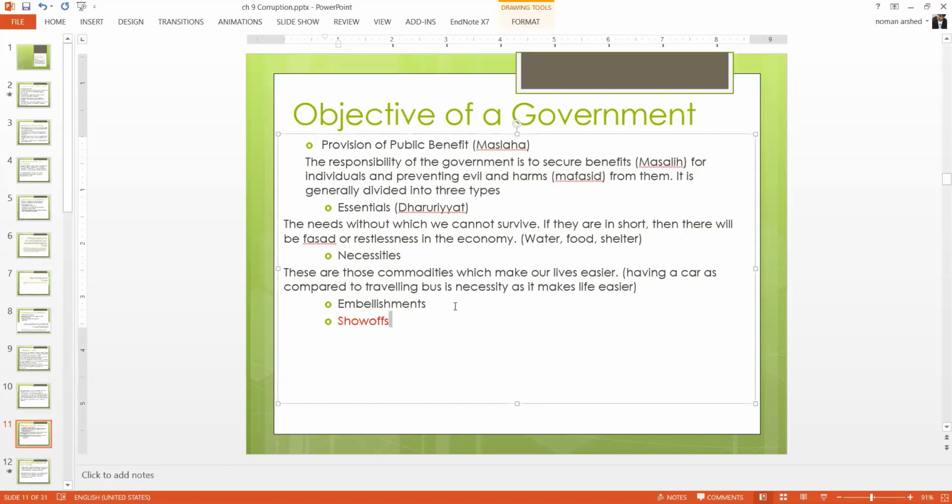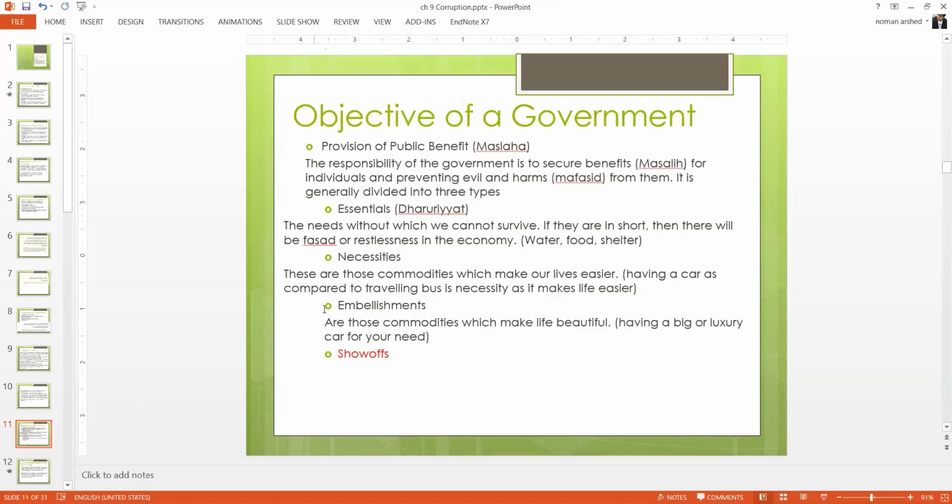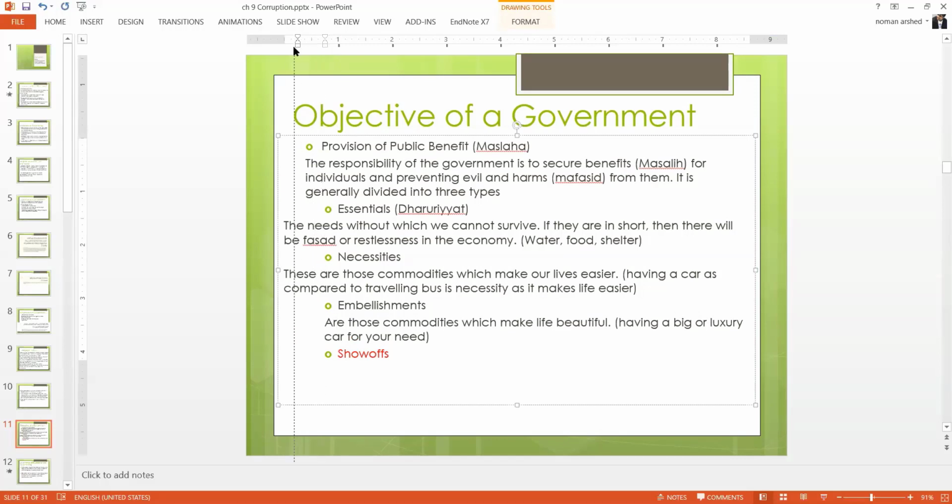And now we go towards embellishments. Embellishments are those commodities which make life beautiful. It means that if you are rich, then you can have appropriate things that match your lifestyle, like having a big or luxury car. If you need one car, rather than buying a small car, you buy a big car because you can afford it. That falls in the embellishment section. So traveling on a bus is essential. Having a small or reasonable second-hand or new car is a necessity.